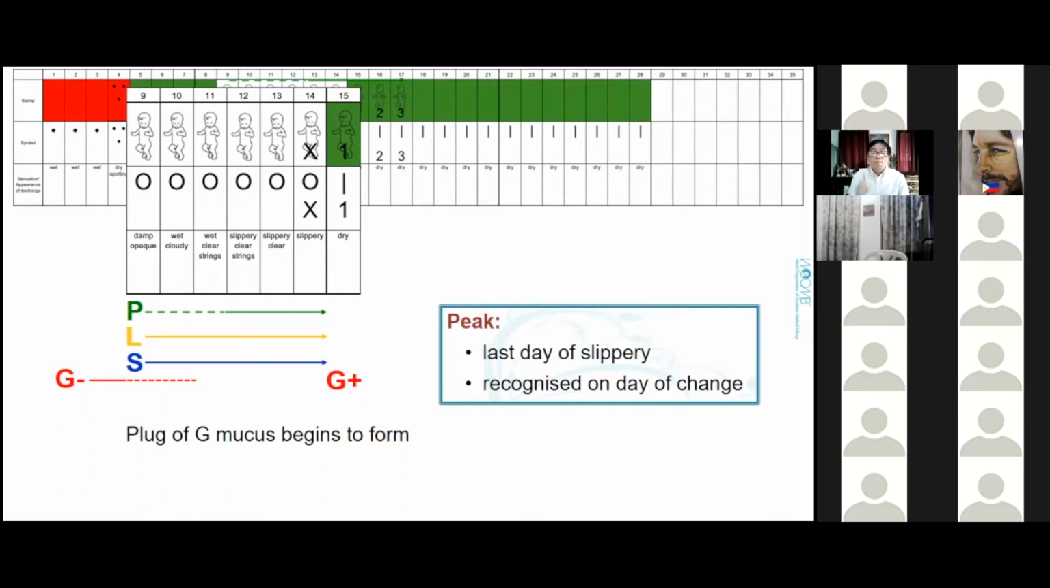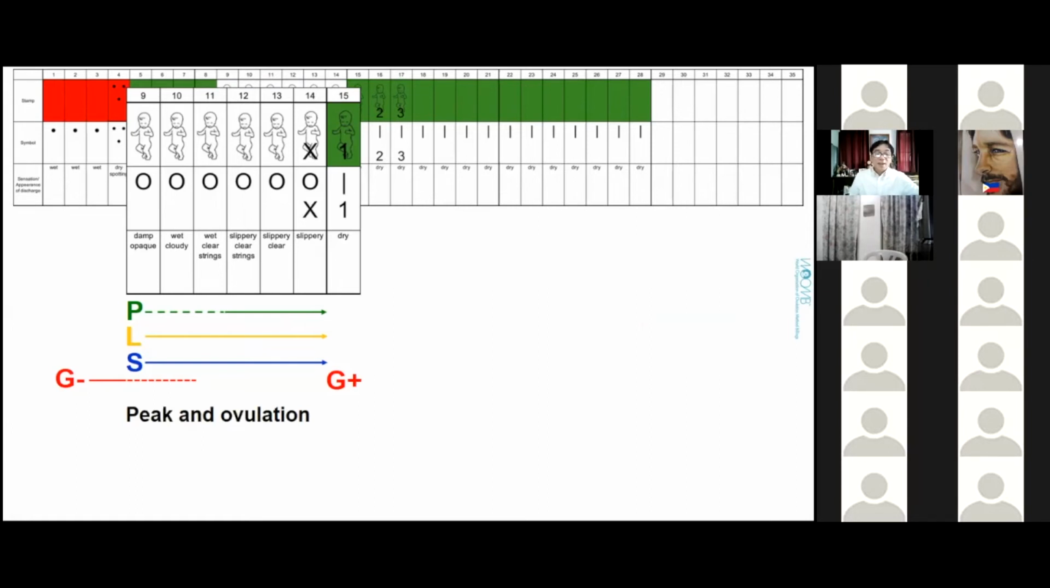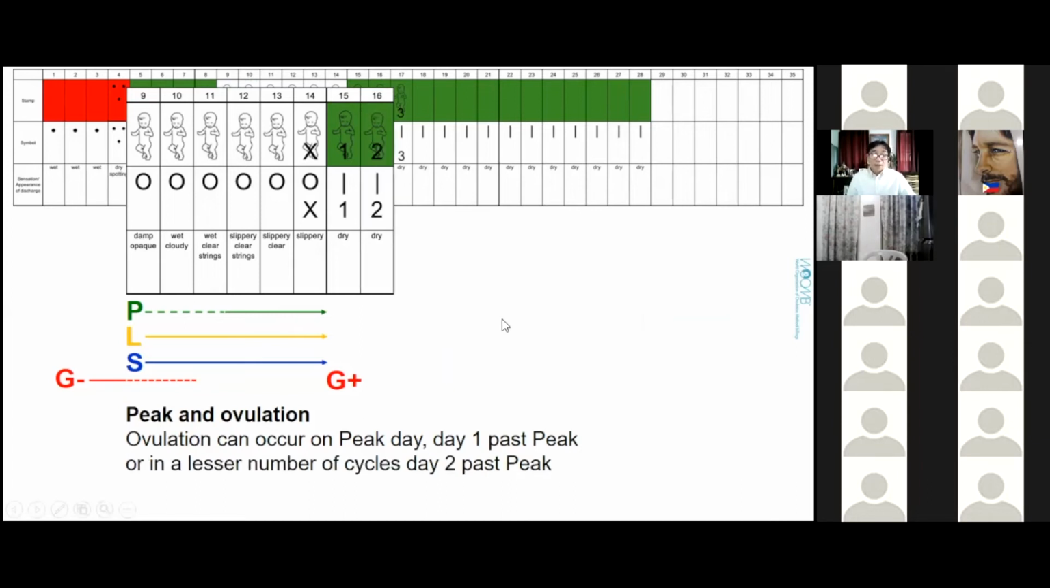G plus mucus begins on day 1 after the peak day, but not too much. It begins to appear, but not totally closing the cervix. The plug of G mucus begins to form day 1 after the peak, on the first day of the luteal phase. Okay, peak and ovulation. Ovulation can happen most of the time during the peak day, but there are occasions that it can happen on day 1 past the peak or day 2 past the peak.